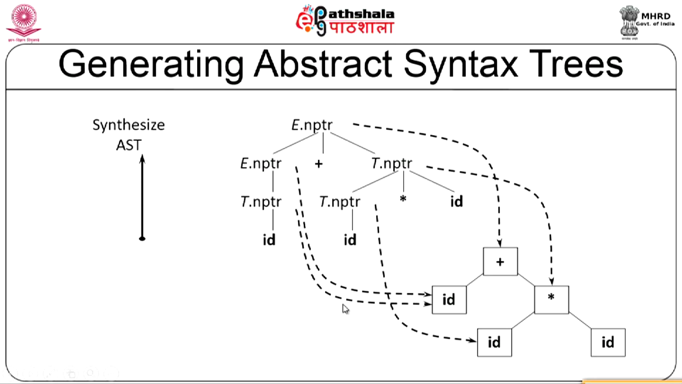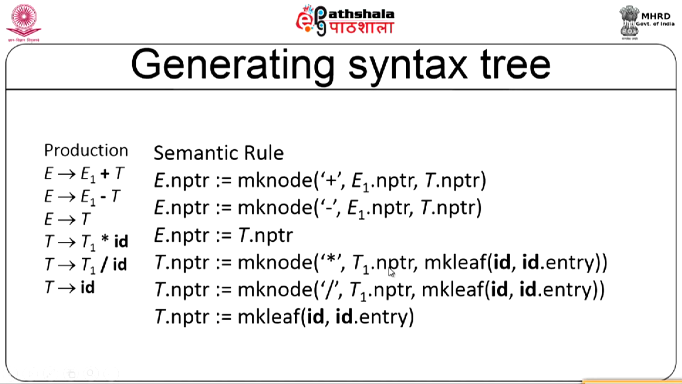So, for example, let us consider the expression grammar E produces E plus T, T produces T star F, etc., which we have already discussed so much. In that case, the abstract tree is generated using the following semantic rules. Again, you will write semantic rules to construct an abstract syntax tree from a concrete syntax tree. So, for every production, you will write a semantic rule. E.node pointer is equal to make node, I am making a node, this is the information, this is the LHS pointer, and this is the RHS pointer. It is a binary tree basically.